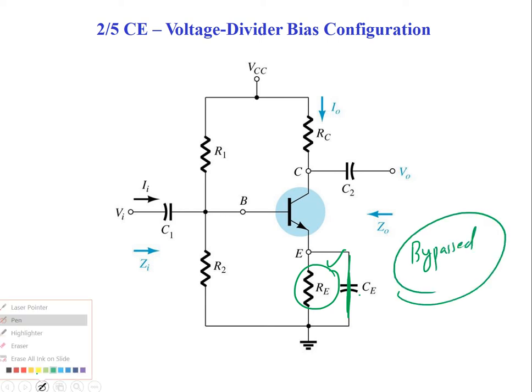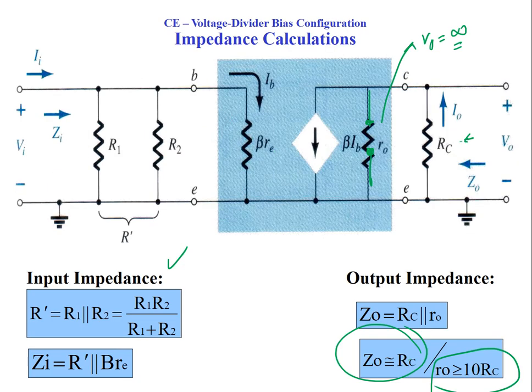Okay, now let's see a case where there is no capacitor here. If there is no capacitor, then this RE resistor will be there. If this RE resistor is there, that case will be the unbypassed RE case.